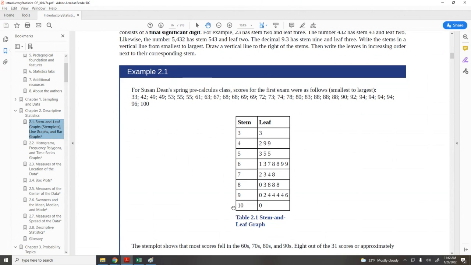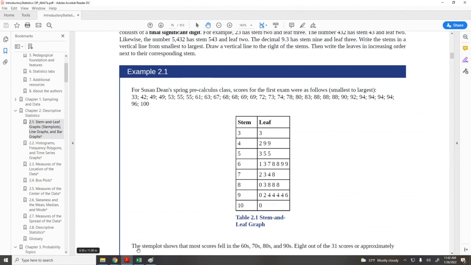Similarly, 9 and 0 makes 90, 9 and 2 is 92, 9 and 4 is 94, 9 and 6 is 96, and 10 and 0 is 100. Okay, so this is how we read this data, and you can now clearly see how many data points are in each range. In the 30s range, there is just one data point. In the 40s range, there are 3 data points. And in the 60s range, there are 7 data points, and so on.